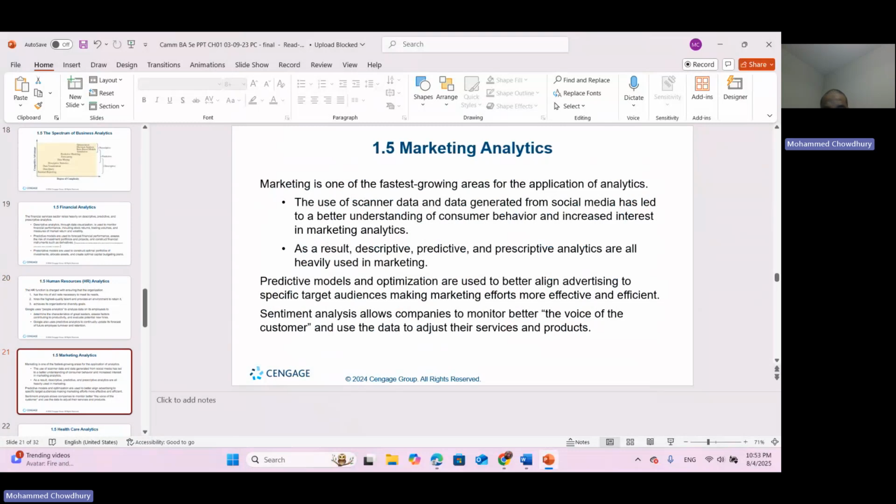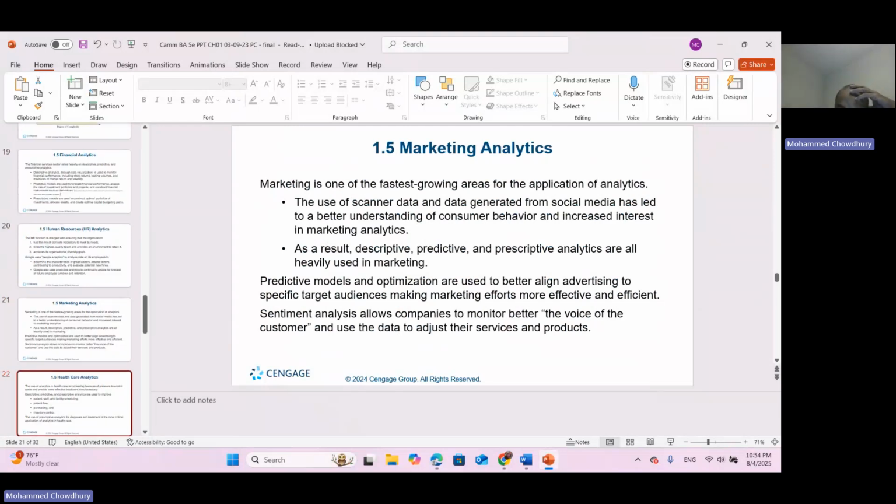Sentiment analysis allows companies to better monitor the voice of the customer, whether people are saying good or bad things about the product. Sentiment analysis can be done based on text data. Some people are saying highly about the product, some are saying badly. But if more than 50% or 60% or 75% of people say good things about the product, then the product is very good, and that can be determined using sentiment analysis. What is the sentiment of the people?